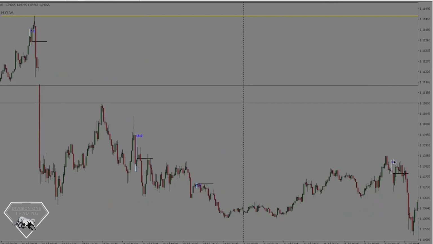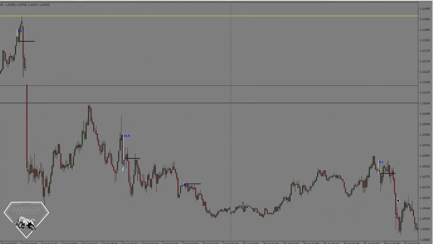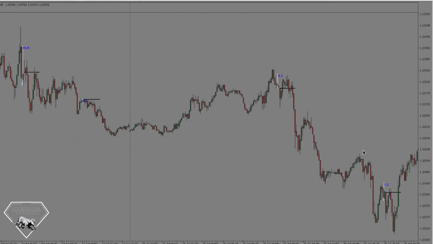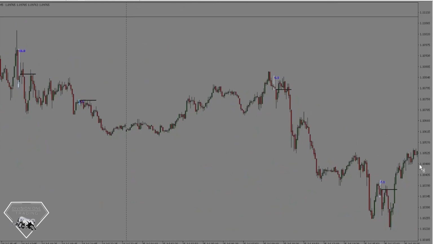So anytime we close above one of our silver bullet sessions now, it's going to be a little more sensitive looking for that area. So right here, we ended up closing below again. So we're short. It ends up working. Gets you in a really good trade there. Now, right here, we close bearish. So it's short. It ends up giving a short and it wins.